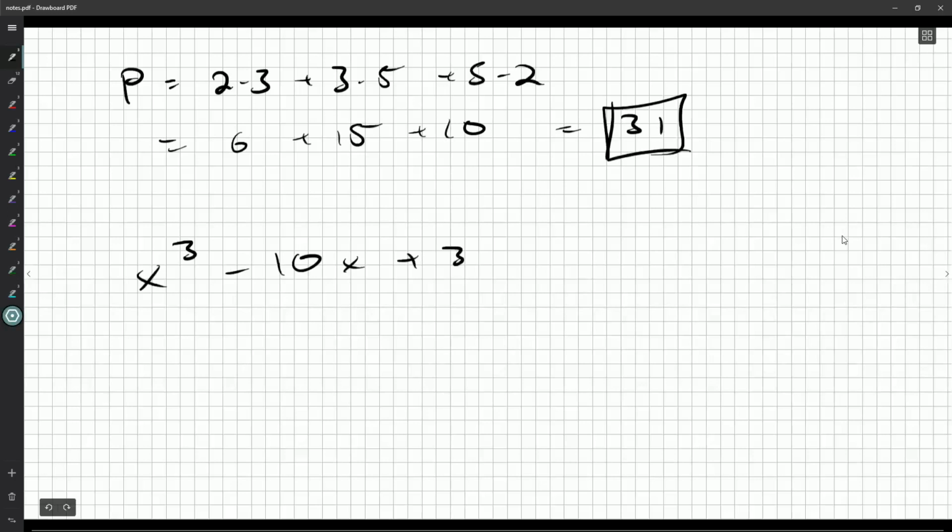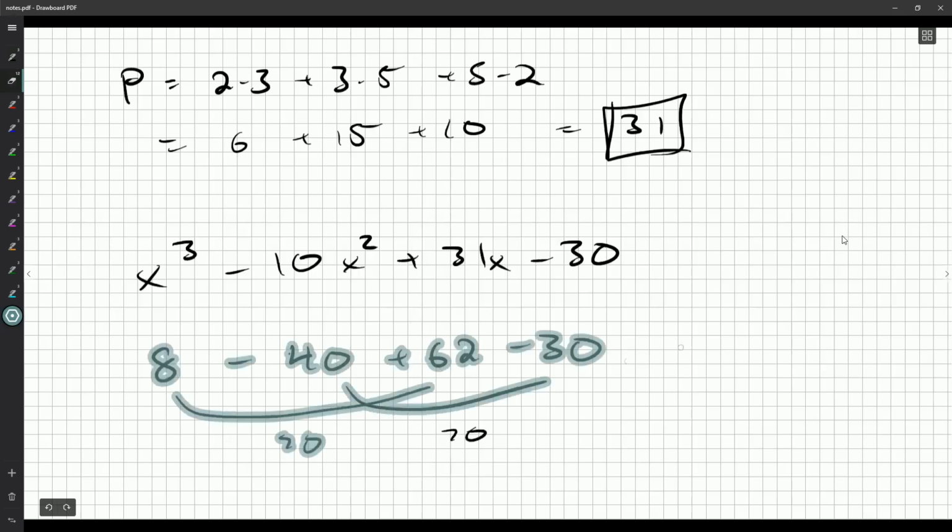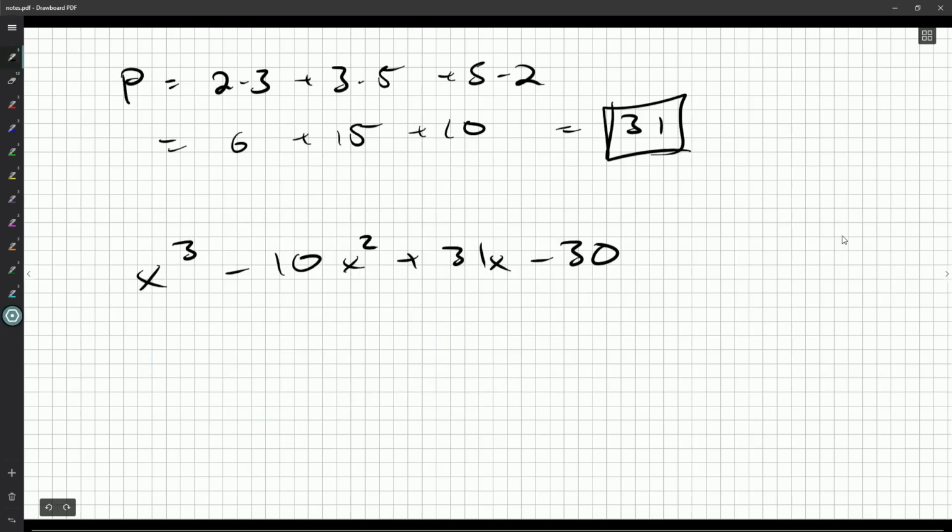Now, we've got a full cubic here. You could even try to double check this by saying, well, is 2 really a root of this? And so 8 minus 40 plus 62 minus 30. So that would be these two combined to be 70, and so do these two. And you can just keep checking from there on out. You can check 3 and 5 and make sure that they really are roots, that you got the right p-value in the end. You don't have to do that, but you certainly could. But 31 is going to be our final answer, and that's B1.